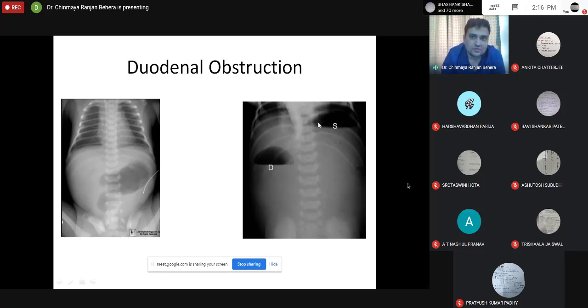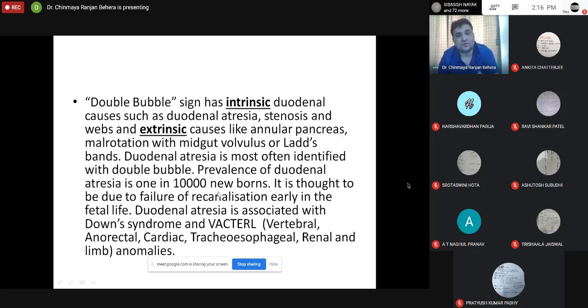Okay, here what you see is the gastric shadow is also there, and then another shadow is there, which is abnormal. So two air shadows you can see in the abdomen, that is called double bubble sign. Okay, so that means air in the stomach and air in the duodenum, and there is an obstruction. So it is a case of a duodenal obstruction.